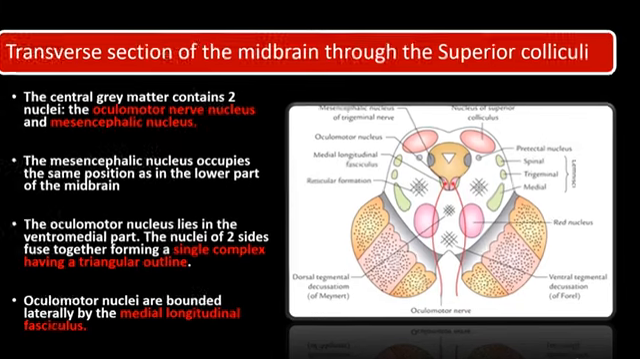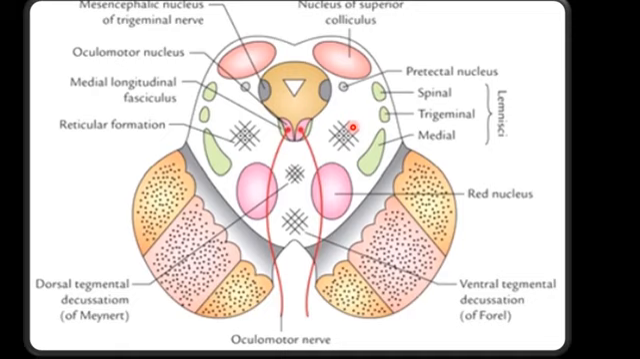Let's look at our image. At this level, this is the level of the superior colliculus. This is the superior colliculus. The central gray matter at this level contains 2 nuclei. What are the nuclei? We'll start with, here is the cerebral aqueduct, this is the central gray matter, and here is the main nucleus of interest, and that is the nucleus of the 3rd cranial nerve, which is the oculomotor nucleus. Now behind it, still at the same level we saw it in the lower level, is the mesencephalic nucleus.